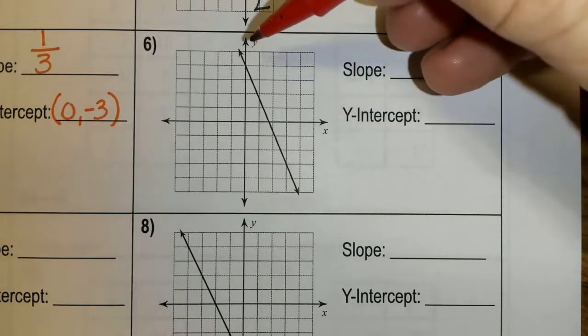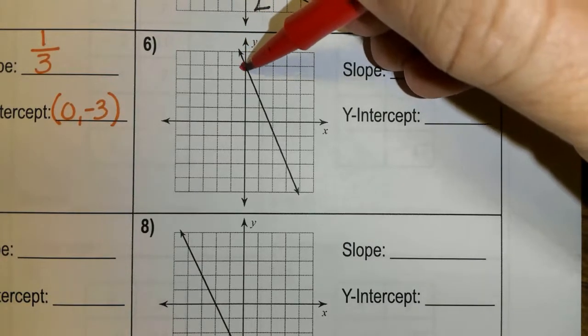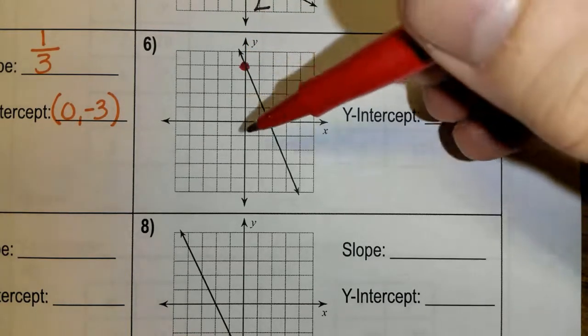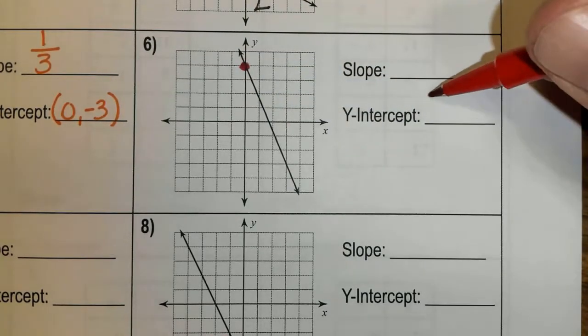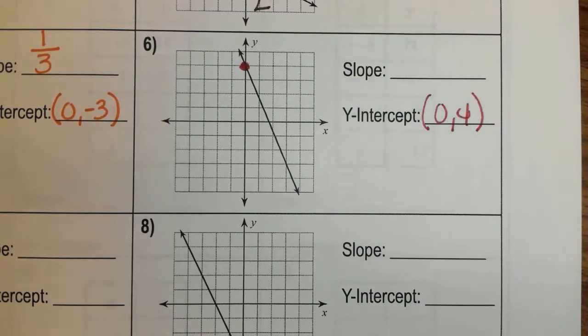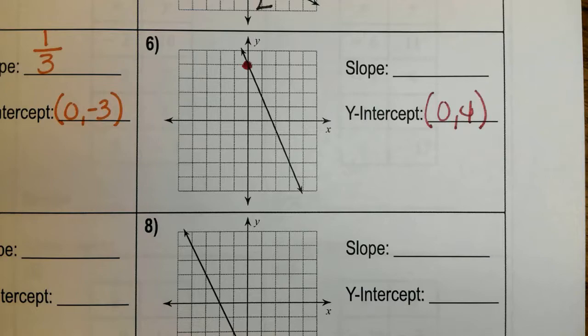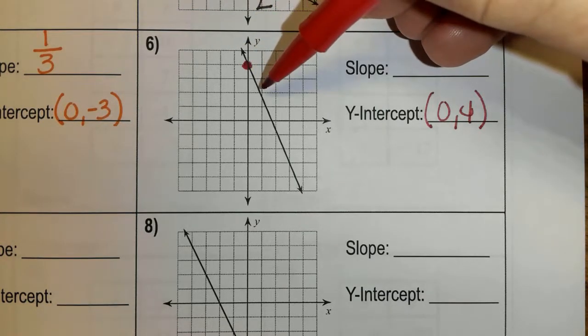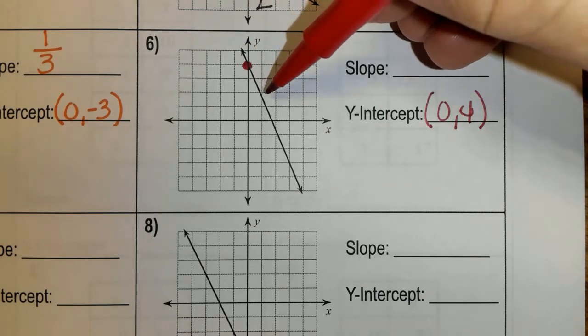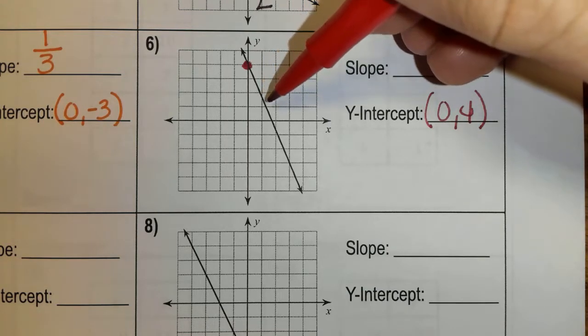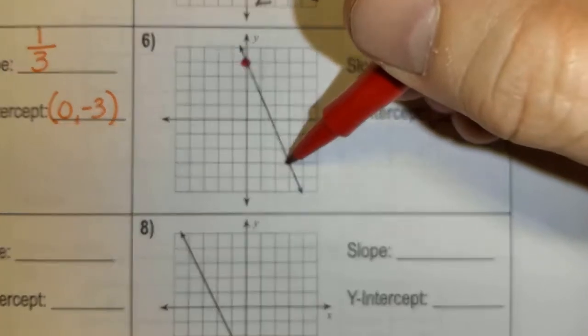Number 6. Slope and y-intercept. So the y-intercept comes first on the y-axis. I cross right there. That is 1, 2, 3, 4. So I have (0, 4). The next point that I can see, that one's not quite it. I go all the way down right here.